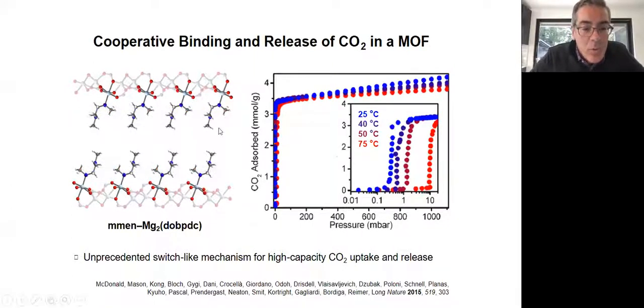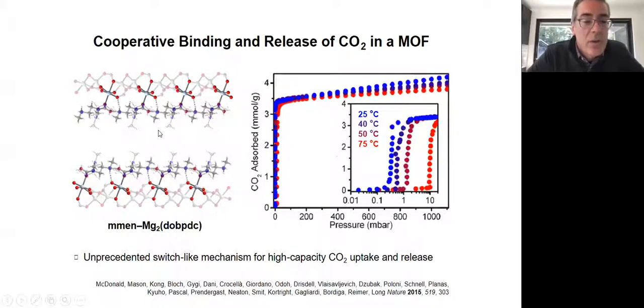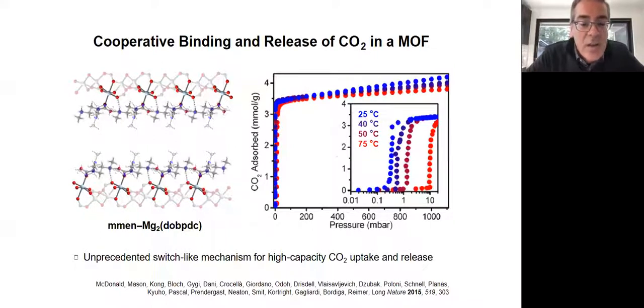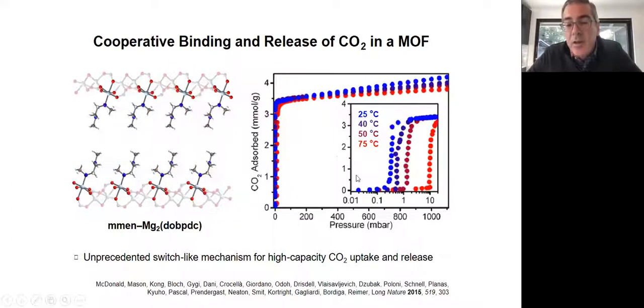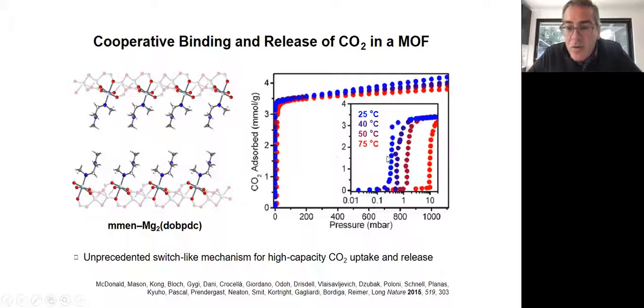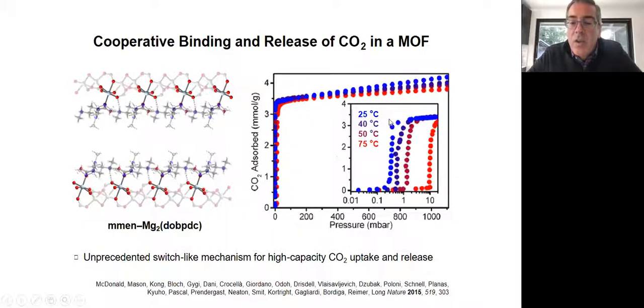There's ample room for diffusion of CO2 in and out. And like hemoglobin, this material simultaneously binds and then releases carbon dioxide at a very specific temperature and pressure. And so that kind of behavior is reflected in these step-like adsorption isotherms. And so what you see here is that at a specific pressure and temperature, you can all of a sudden have this vertical rise and CO2 is taken up in a cooperative process.